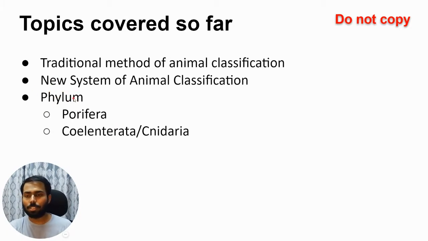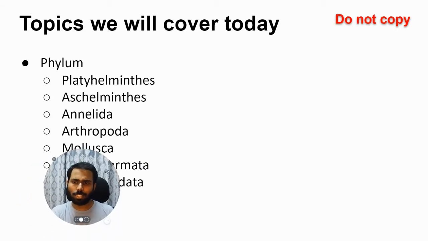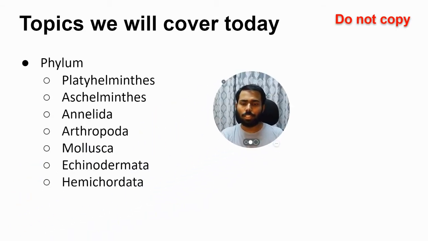What is phylum? Phylum is the last group of animals. It will be a group of animals which have very similar characteristics. So the two phylums we saw were Porifera and Cnidaria. In today's learning session, we are going to see the next seven phylums. 1, 2, 3, 4, 5, 6, 7. These seven phylums you're going to see in detail, and we're going to learn their characteristics.